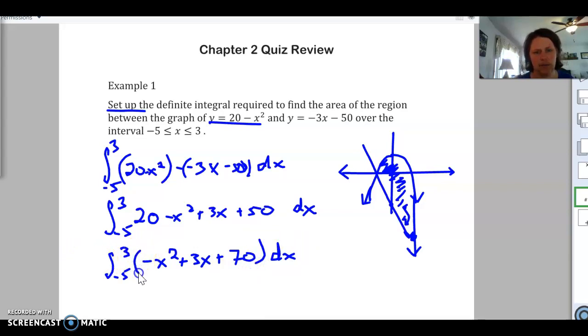And I'm pretty sure on the MyOpenMath that it gives you that dx, but just make sure that if it doesn't give you the dx that you enter it in. And that's it. All you have to enter is this equation here, I believe, and then it gives you little boxes for your limits of integration, and you're done with number 1.